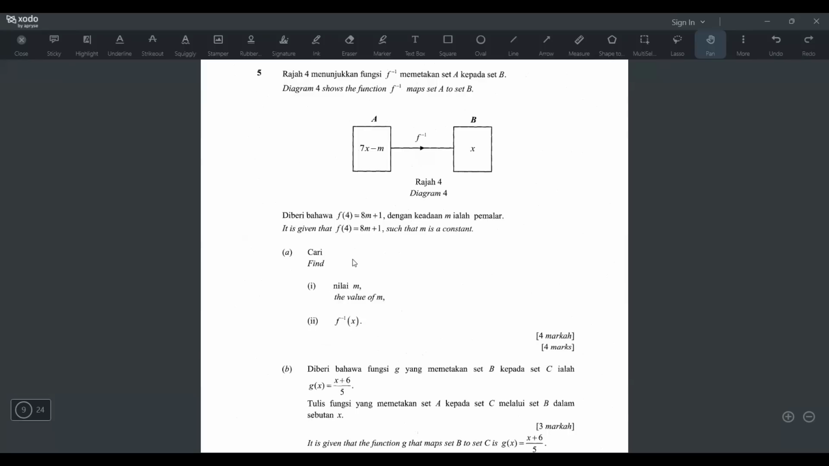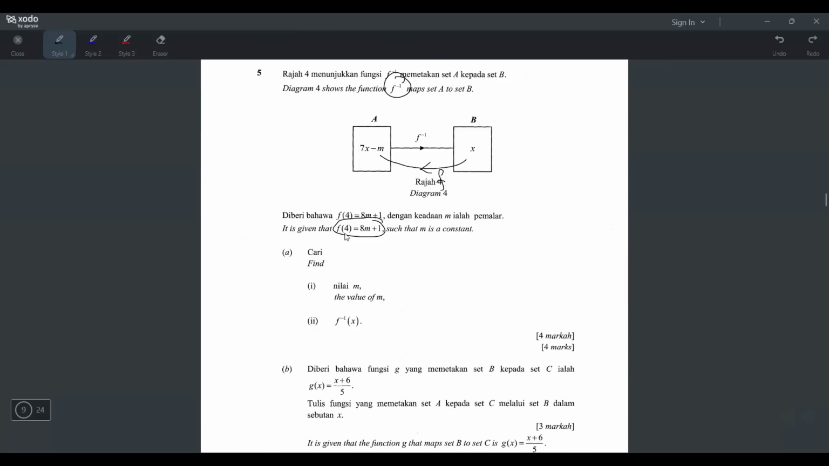Okay, number 5. This is a function question. So let's read the question. Diagram 4 shows the function f inverse mapping A to B. So from A to B, the arrow going there is f inverse. So what is the reverse arrow? The reverse arrow will be f lah, right? And then they say it is given that f(4) is 8m plus 1. Confirm you need the f(x), right? Such that m is a constant, (a) find the value of m. Yeah, you need the f(x), right?